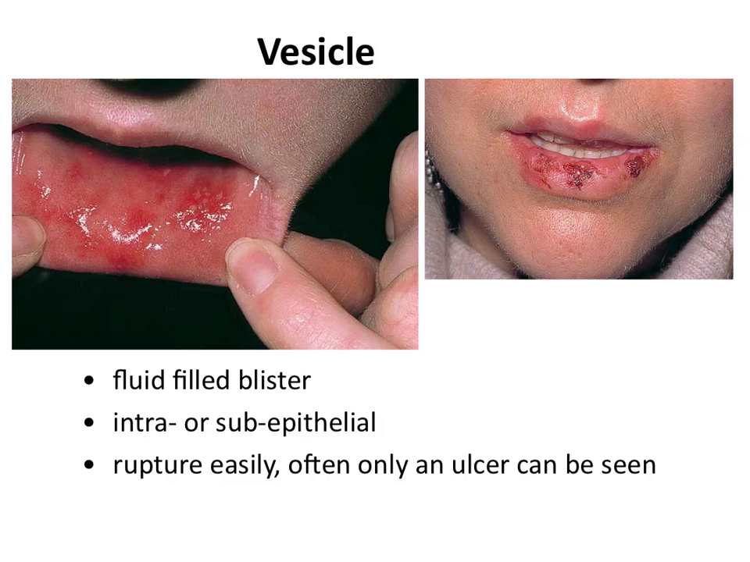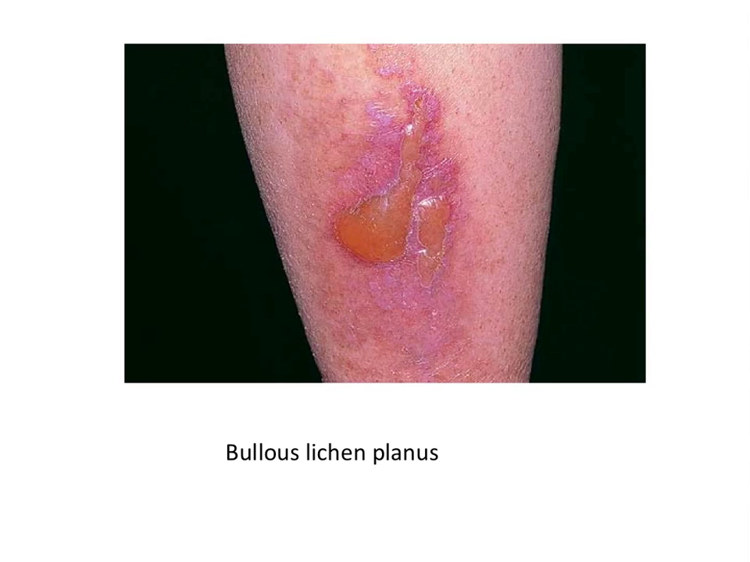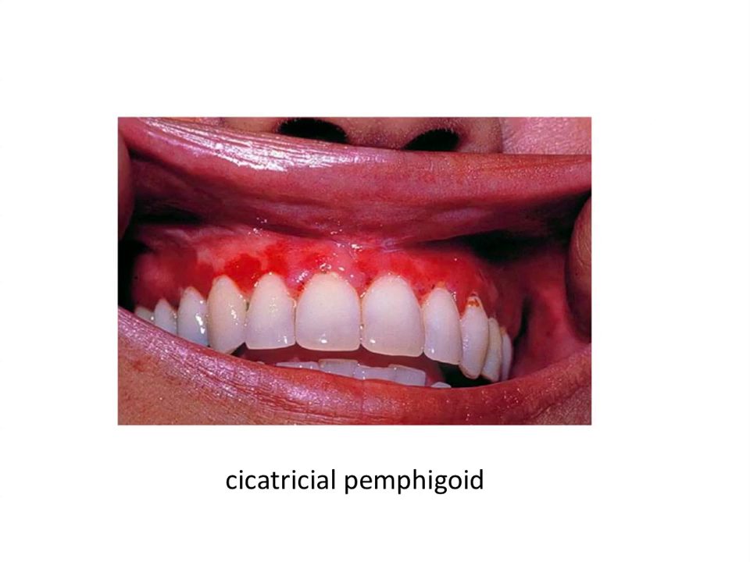Vesicles, on the other hand, are basically fluid-filled blisters and can be intra or subepithelial. They rupture in the oral cavity very easily, and typically what you see is not a blister, you see an ulcer. In the skin, the blisters remain blisters. Skin is tougher and less moist, whereas in the oral cavity, similar disease, similar pathology shows as just a large ulceration like here.